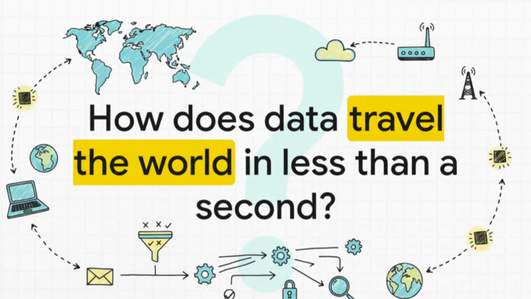So you click something and boom, it's there. It feels like magic, right? Like it's instantaneous. But it's not magic at all. It's actually a super high-speed race across the planet. And the star of the show is this tiny, unsung hero, the data packet.